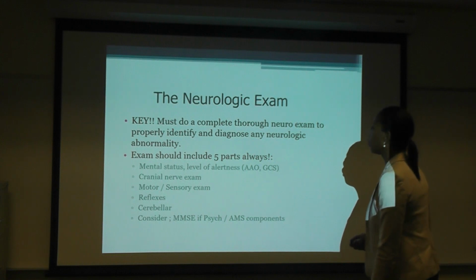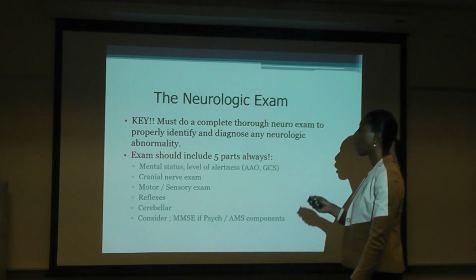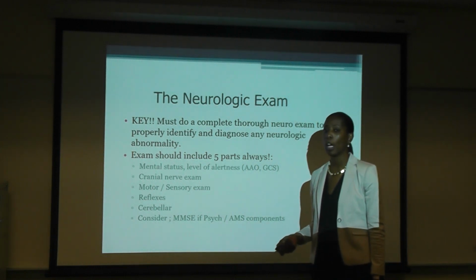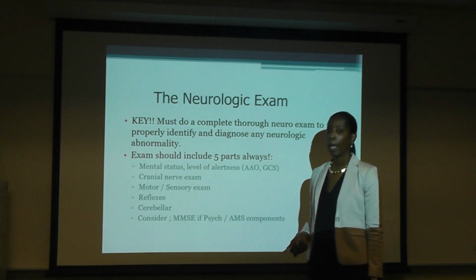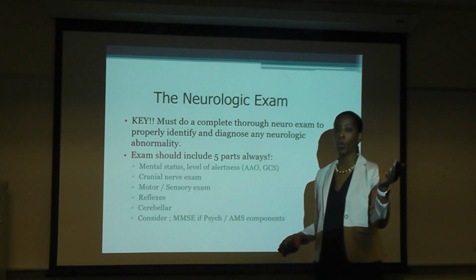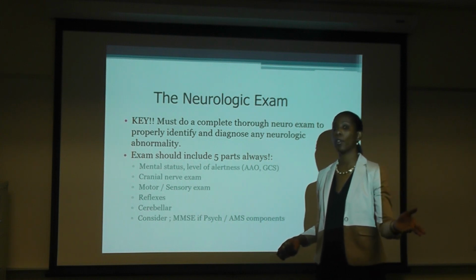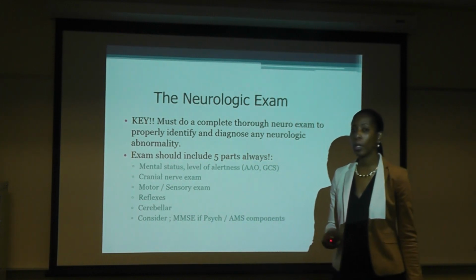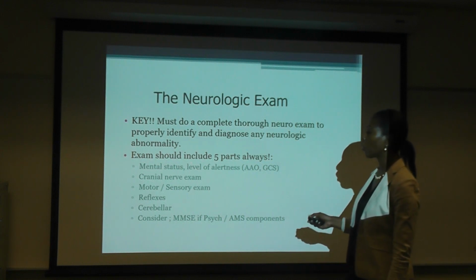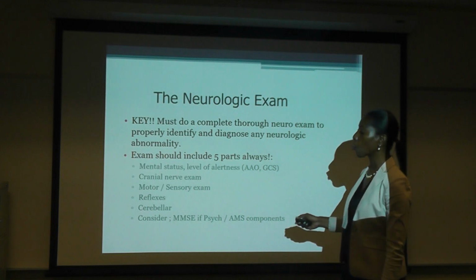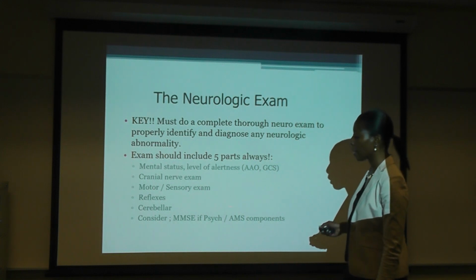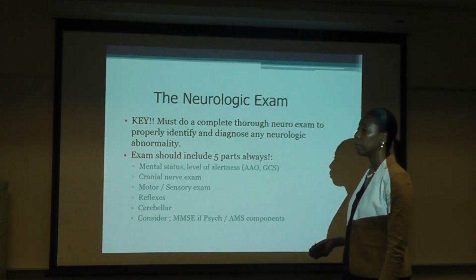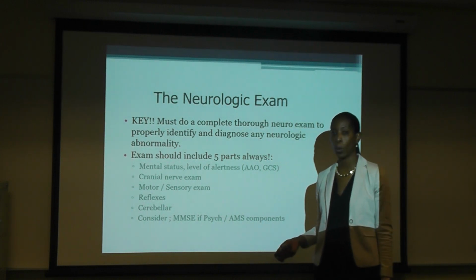Neurological exam. You must do a thorough neuro exam to properly identify and diagnose a neurological abnormality. A lot of times people go see a neurologically ill patient and their neuro exam is basically who you are, where you are, a look at level of alertness, and then they have motor and no cranial nerve examination. It is very important that you understand what makes up the neurological exam: mental status, alertness, cranial nerves, motor, sensory, reflexes, cerebellum, and consider a mini mental exam if the person is altered. And you're looking at whether they have some psych components to it, okay?